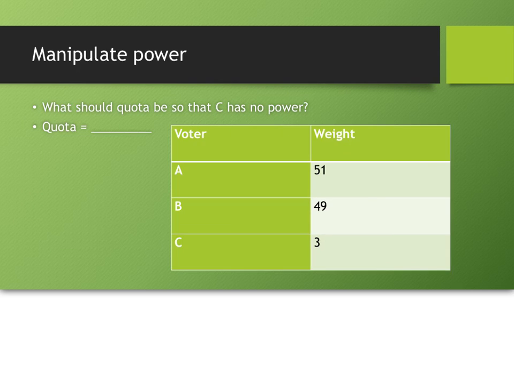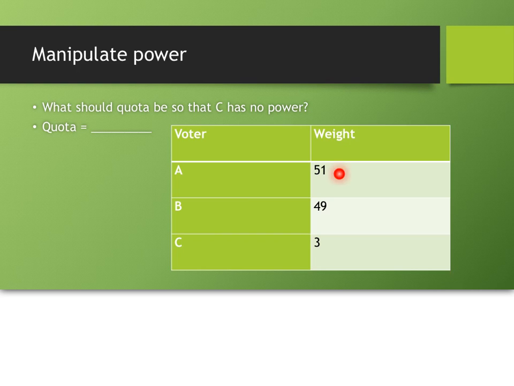So let's do that. Let's pick a quota so that C has no power. All right. And basically we want C to never matter in a winning coalition. So what that means is we want to make the quota big enough so that this plus or minus 3, or this adding or subtracting 3, isn't going to make a difference. All right?